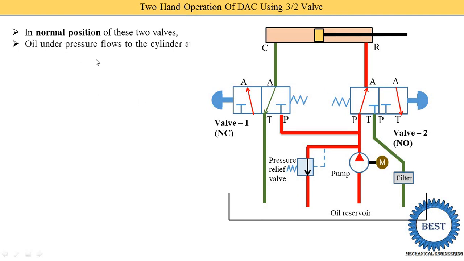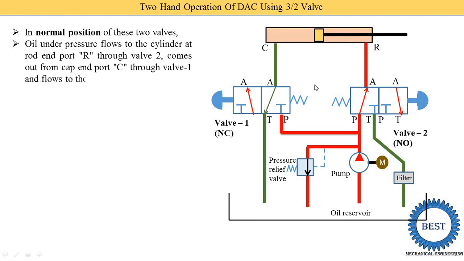So oil under pressure flows to the cylinder at the rod end port R. In a normal position, oil coming out from the pump is supplied to the P port of valve 2, and it is connected with the A port, and the A port is connected with the rod port. So on the rod side we supply the pressurized oil. This pressurized oil applies force on the piston, and the piston starts to move right to left. It is called the retraction of the double acting cylinder.